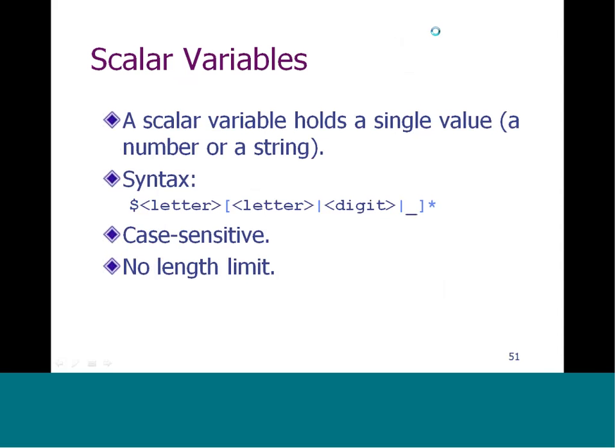Okay, so let's also introduce the scalar variables. We actually went through this a little bit in the first lecture. A scalar variable holds a single value. It's either a number or a string. The general syntax is a letter or a digit, with a prefix of dollar, and then you can also have an underscore. Other characters are not allowed in the variable.